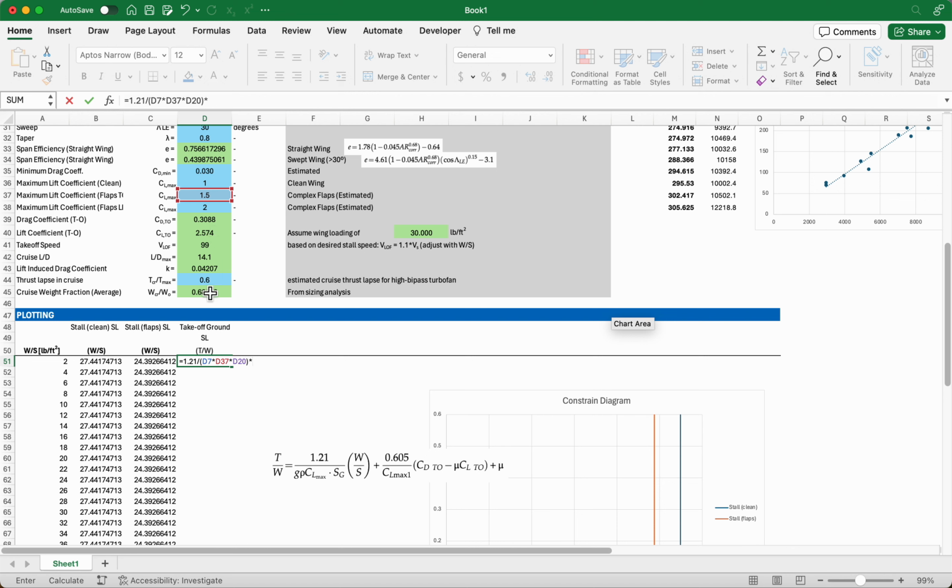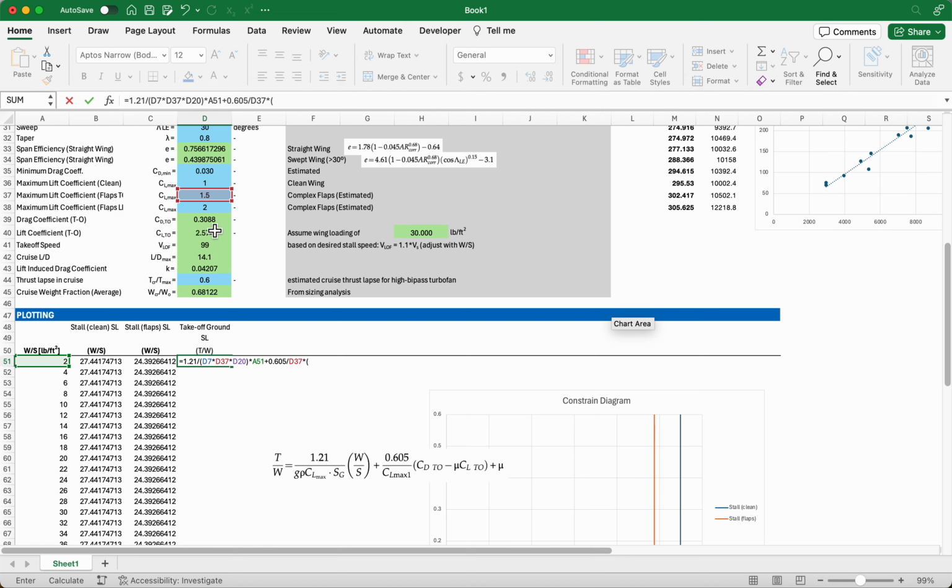Close bracket, and we're going to multiply this by our wing loading over here, our x coordinate, plus 0.605 divided by our max lift coefficient again, times, now we have our drag during takeoff and our lift during takeoff. So this is our average lift and average drag during takeoff.